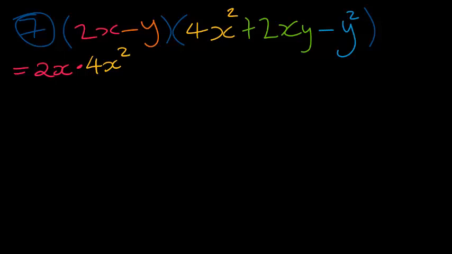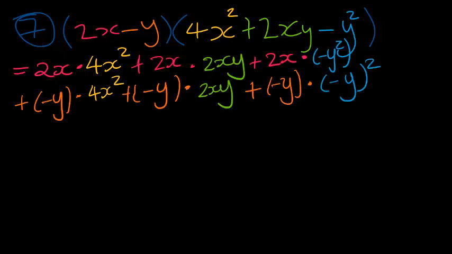I'm going to write everything out, and then so we got 2x times 4x squared plus 2x times 2xy plus 2x times minus y squared plus minus y times 4x squared plus minus y times 2xy plus minus y times minus y squared. Now we're going to multiply it out.